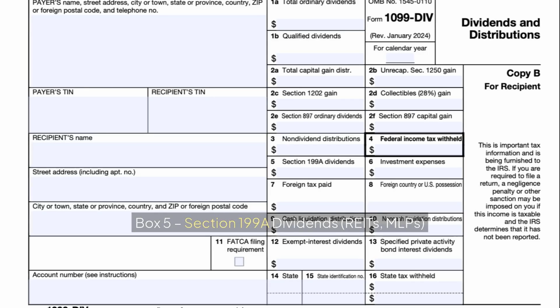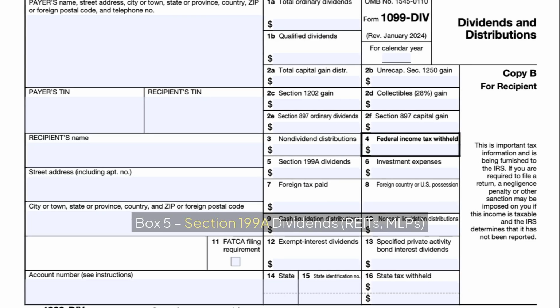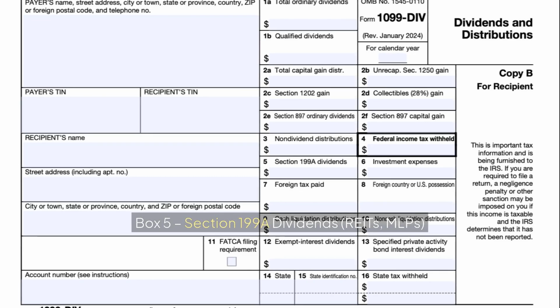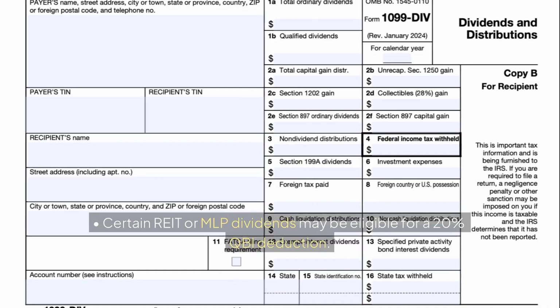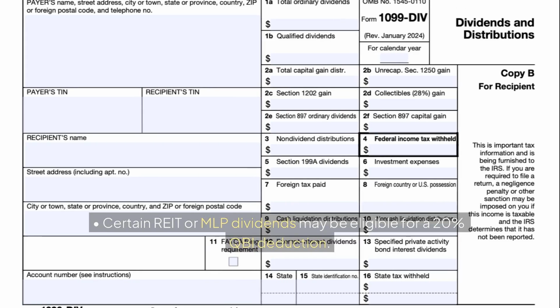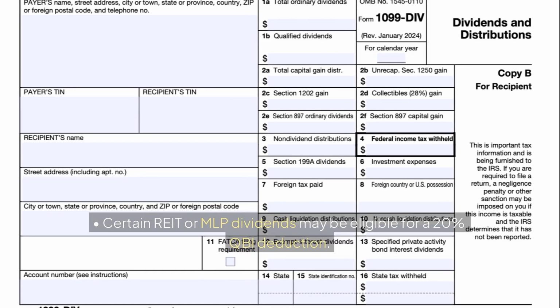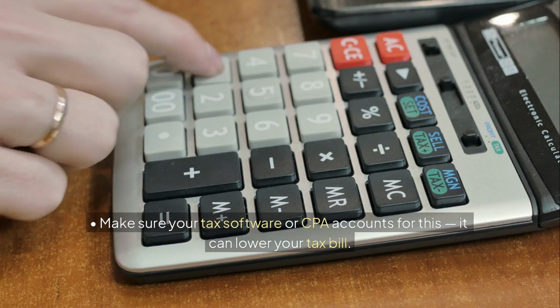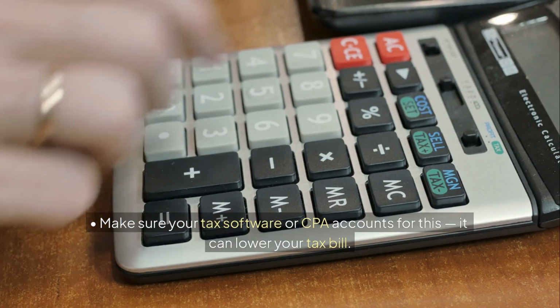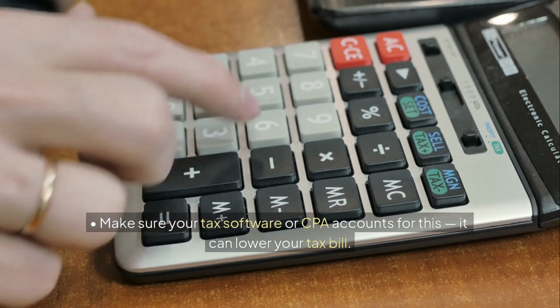Box 5, Section 199A dividends, REITs, MLPs. Certain REIT or MLP dividends may be eligible for a 20% QBI deduction. So make sure your tax software or CPA accounts for this. It can lower your tax bill.